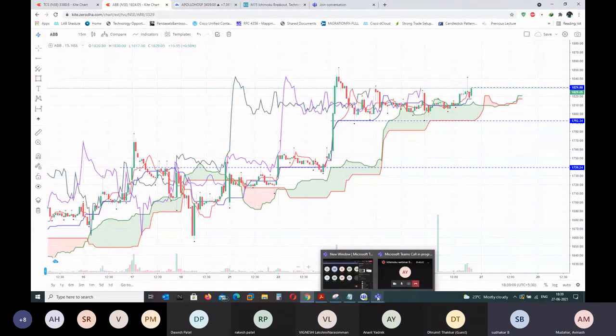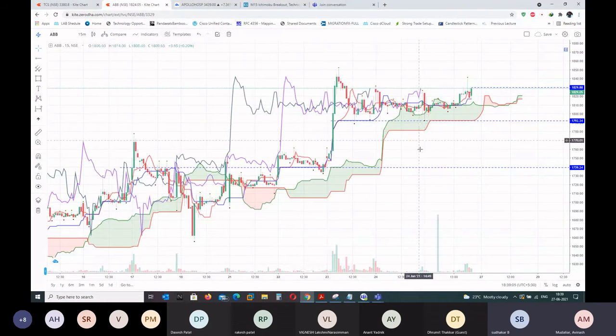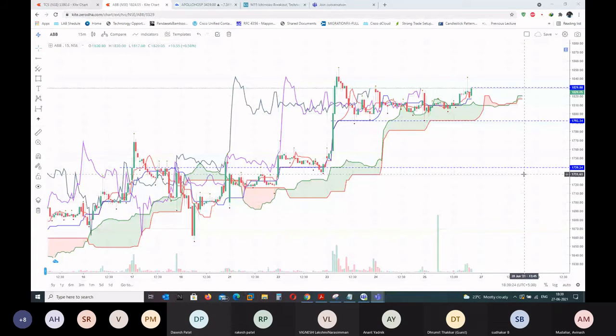Okay, if no one has any question, I just want to show you how you can set these rules. If anybody is playing with positional trades, for them only it will be helpful. If you are playing with intraday, whatever I am going to cover will not be helpful. This will be helpful only for positional trades. I'll just share my screen. Let me share it.